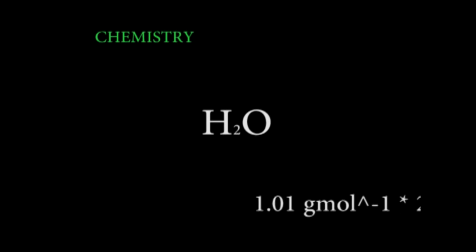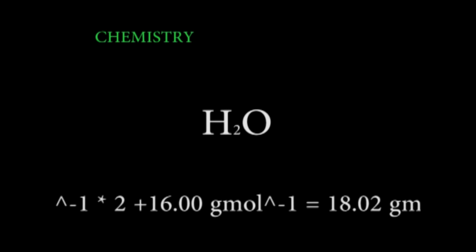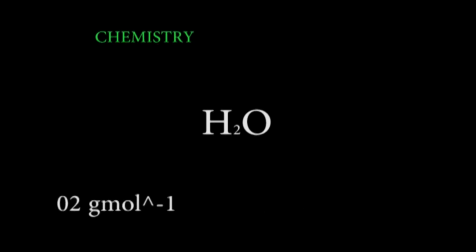For example, you can calculate the molar mass of water by taking the molar mass of hydrogen and oxygen. The chemical formula for water is H2O. So you double the molar mass of hydrogen, that's 1.01 times 2, so 2.02, and you add the molar mass of oxygen, 16.00. That comes out to 18.02 grams per mole.